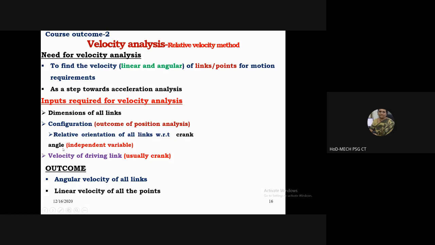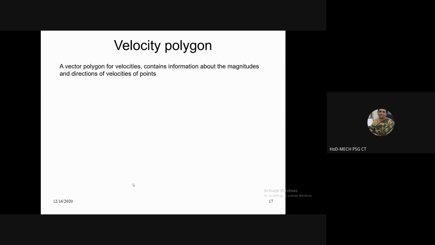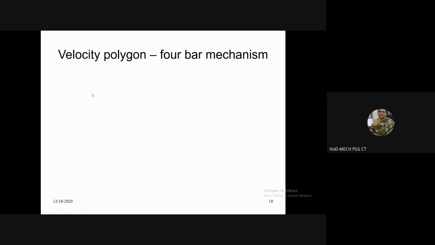Of course, I'll come to that. And then you also should know the velocity of the input link. Usually the crank will be the input link, the driving link. So you should know the angular velocity of the driving link if the driver is a crank. The outcome, as I told you, will be the angular velocity of all the links which undergo rotational motion and combination motion, and the linear velocity of any point of interest in your mechanism. So we will be drawing what is called a velocity polygon, which is a vector polygon whose sides represent the velocities of various points on the links of the mechanism, and it contains information about the magnitudes and directions of velocities of various points.